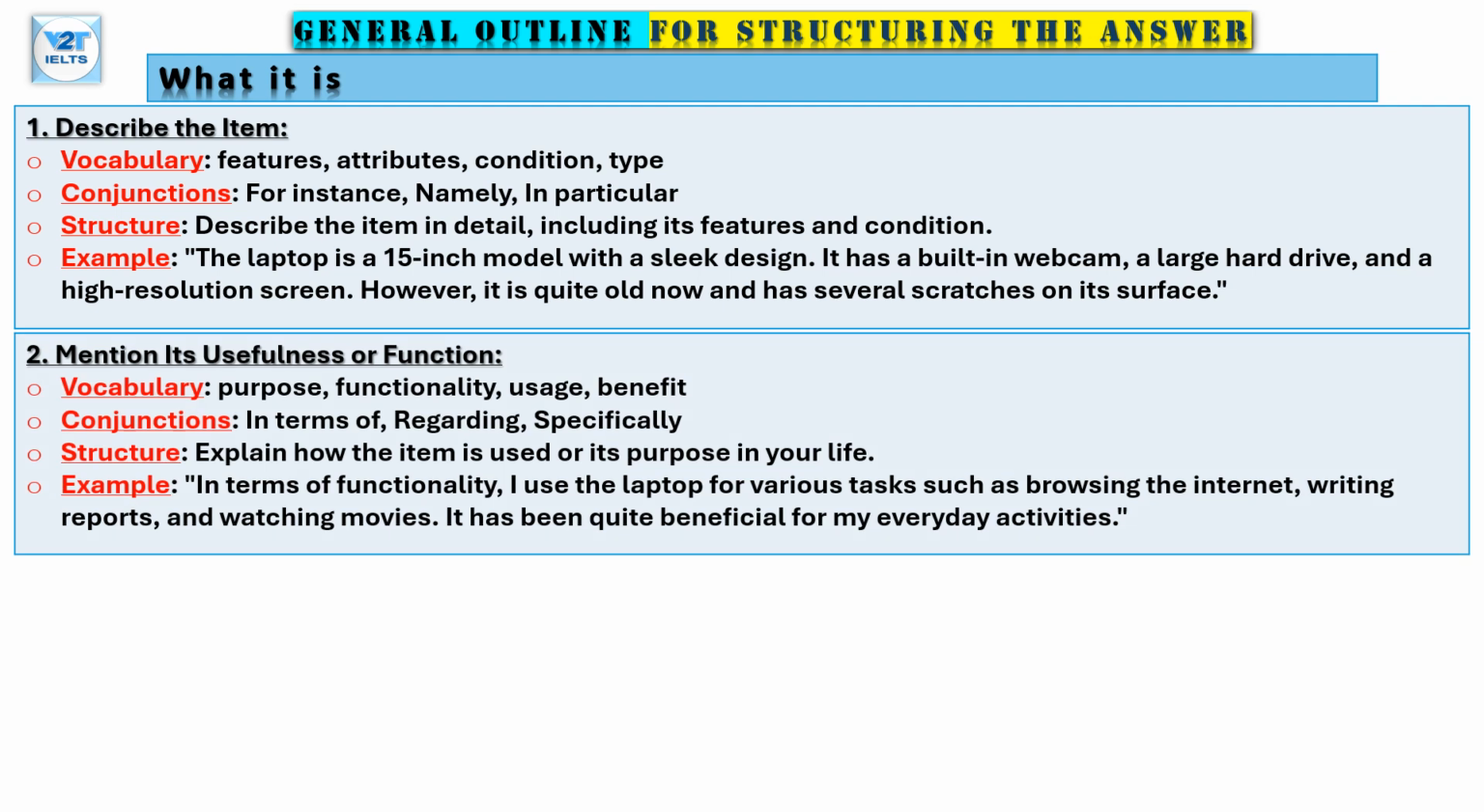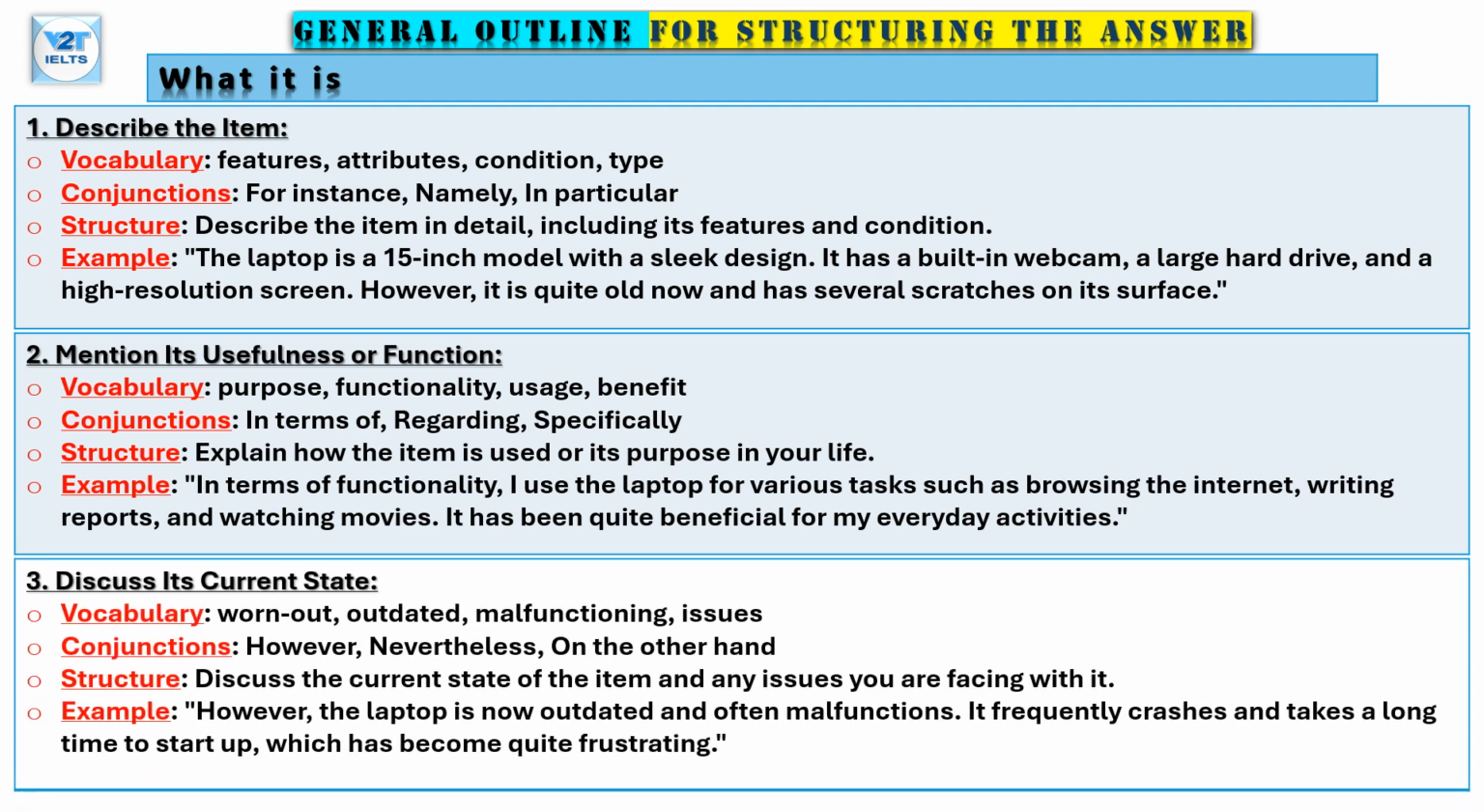2. Mention its usefulness or function. Vocabulary: purpose, functionality, usage, benefit. Conjunctions: in terms of, regarding, specifically. Structure: explain how the item is used or its purpose in your life. Example. In terms of functionality, I use the laptop for various tasks such as browsing the internet, writing reports, and watching movies. It has been quite beneficial for my everyday activities.